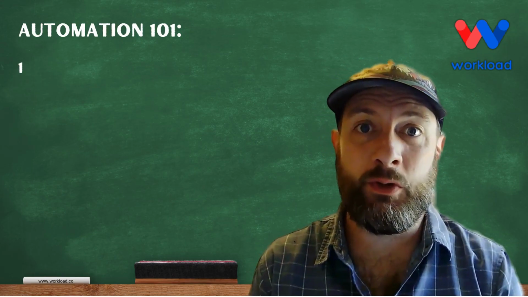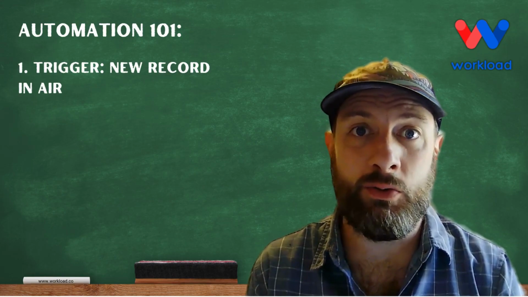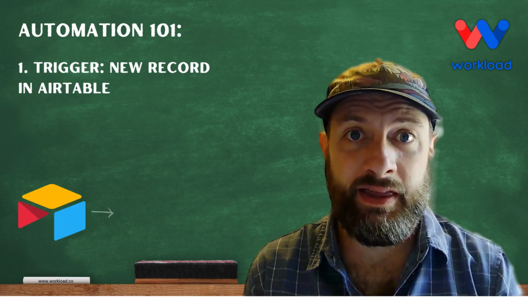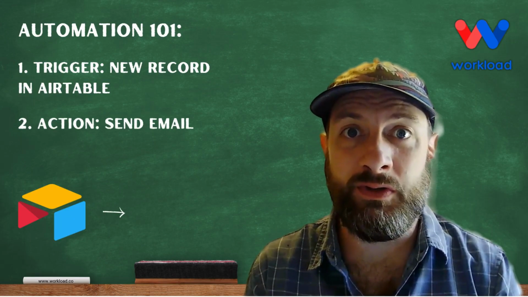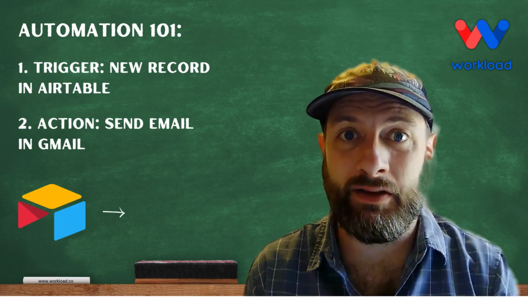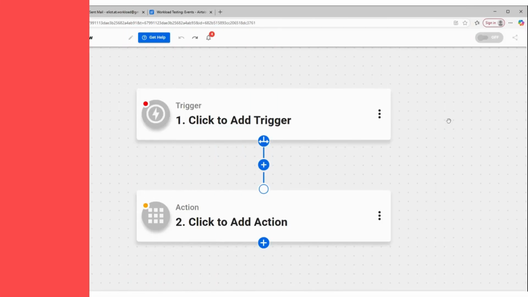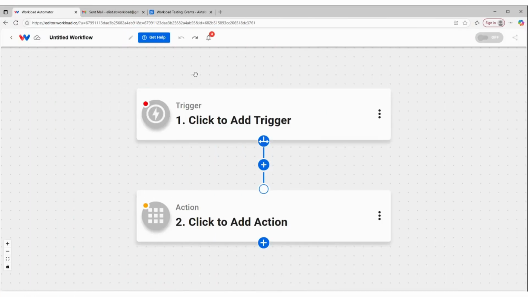In this video, we'll be creating a workflow starting with a new record in Airtable, and then we're going to use that information to create an email in Gmail. Alright, let's make a workflow.